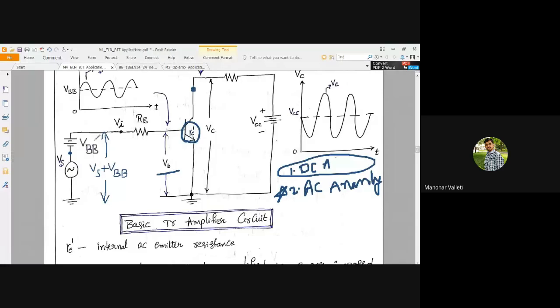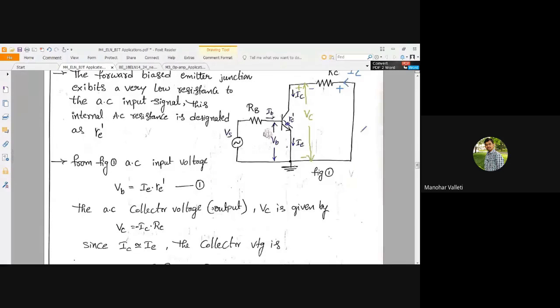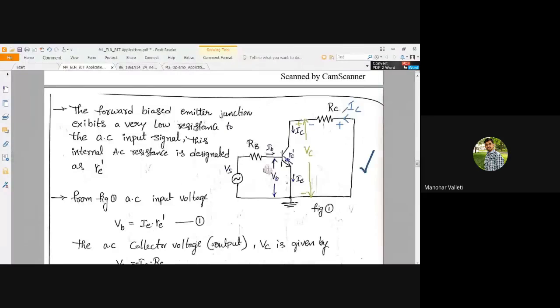VBB equal to 0 means this will be a short circuit. VCC is 0 means this will be a short circuit. So you will get this circuit. This is the AC equivalent circuit of the BJT amplifier.